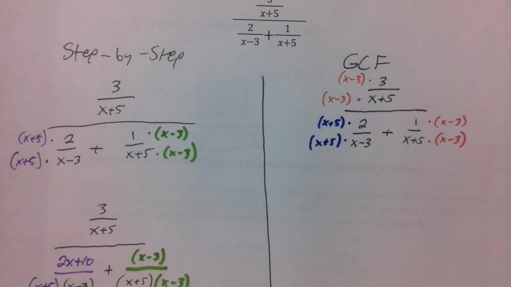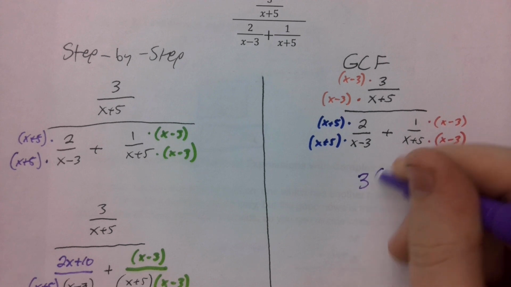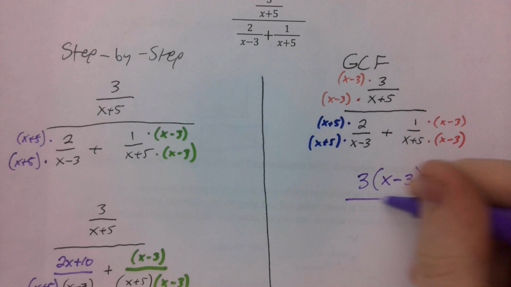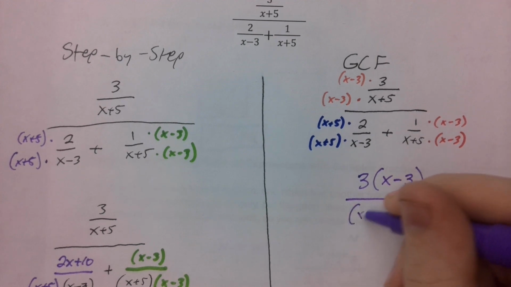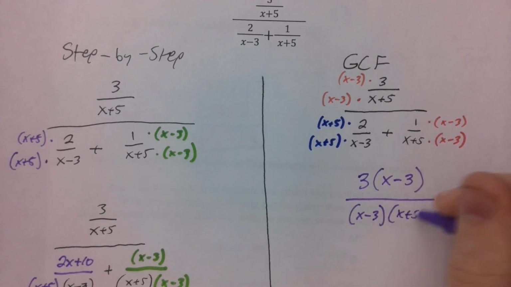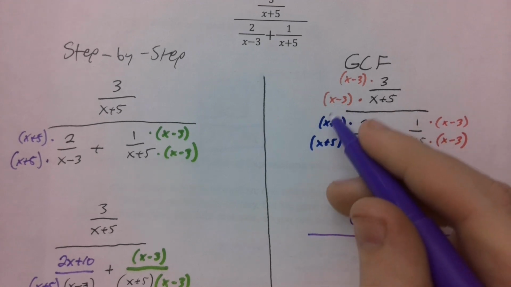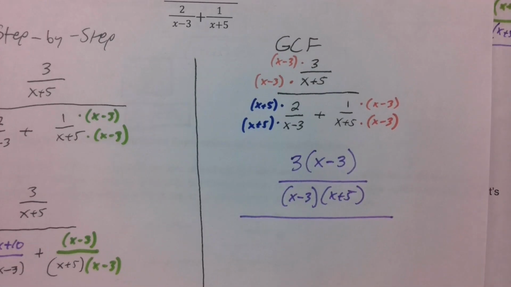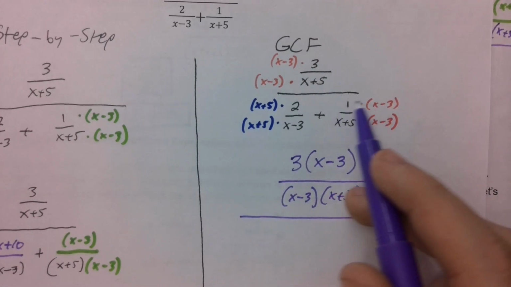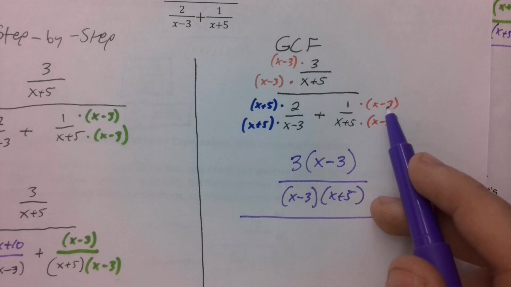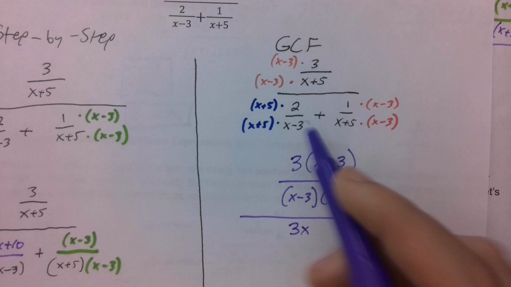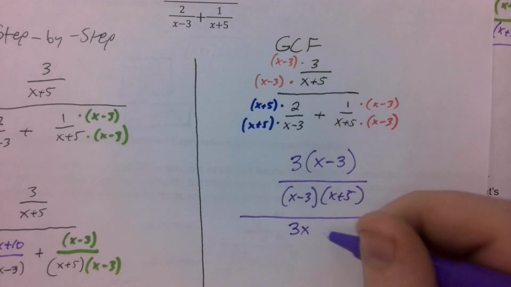Now we've got a little bit of multiplying to do. We can write out our, not really simplified, but our slightly more simplified version as 3 times x minus 3 over x minus 3 times x plus 5 all over 2 times x plus 5, as we mentioned, is going to be 2x plus 10. 1 times x is x. 1 times negative 3 is negative 3. So what's 2x plus x but 3x? And what's 10 plus negative 3 but 7?